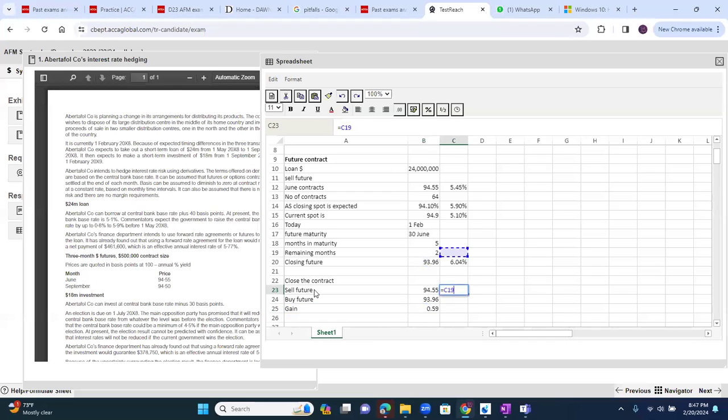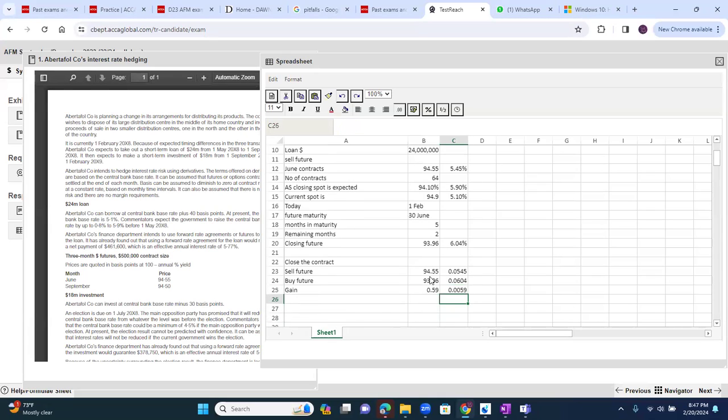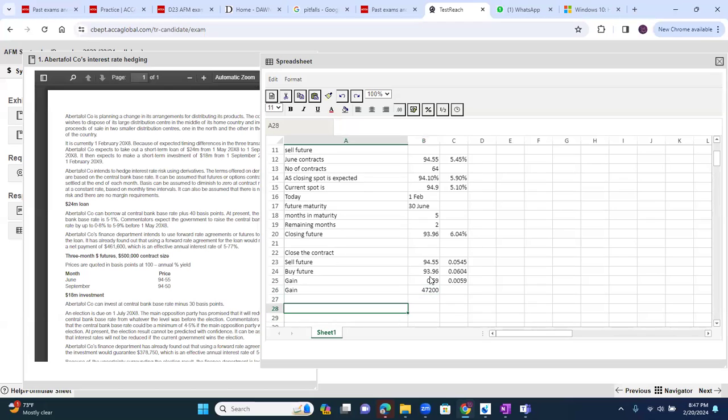Here you have agreed to borrow at 5.45, but the market moves to 6.04. So you have a gain of 0.59%. Now you can convert this into an absolute amount. 0.59 means 59 ticks. 59 ticks into tick value, as the contract size is 500,000, so tick value is 12.5, into number of contracts. So the gain is 47,200.